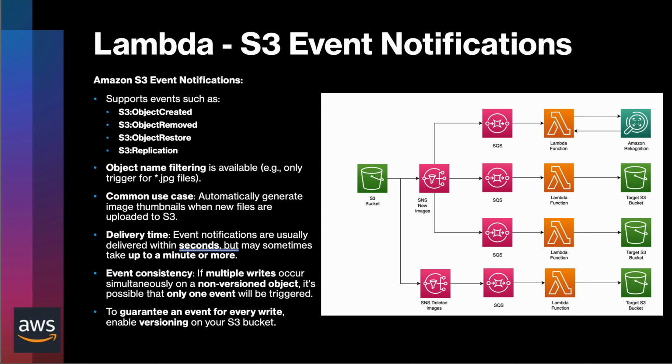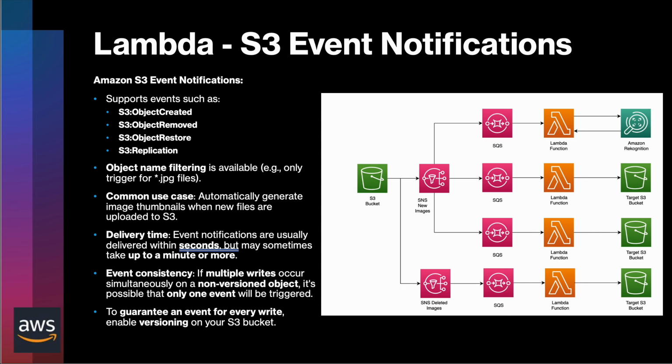Okay, so in the previous video we have seen how to work with synchronous invocations, asynchronous invocations, and the poll invocations. So now let's see how we can integrate S3 notifications with Lambda.